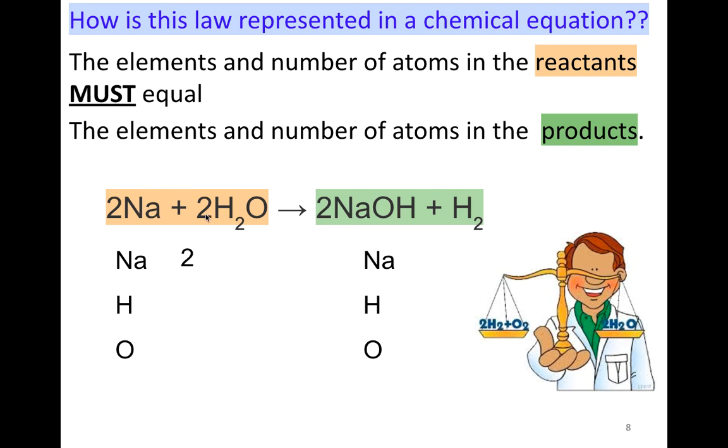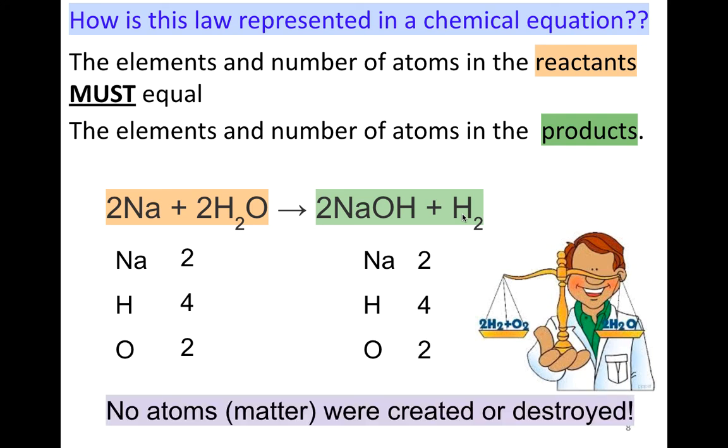We have 2 times 2 is 4 hydrogens. 2 times 1 is 2 oxygens. And over here, 2 times 1 is 2 sodiums. 2 times 1 is 2 oxygens, but let's go to the hydrogens. 2 times this one is 2, plus the 2 over here, so that's 4 and 2. And there you have it. No atoms or matter were created or destroyed. And that is the law of conservation of matter.